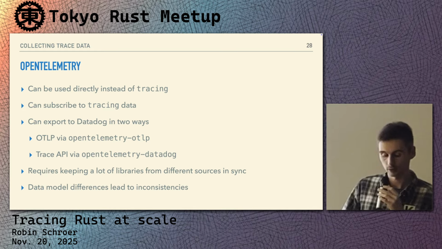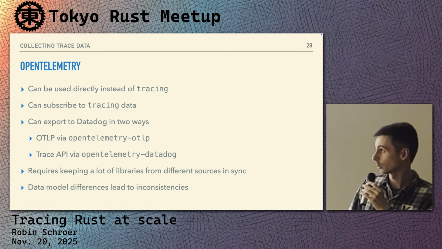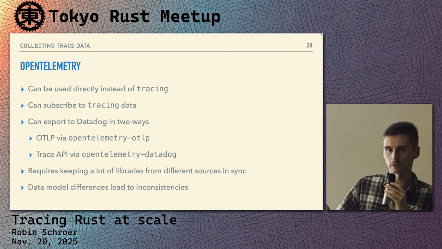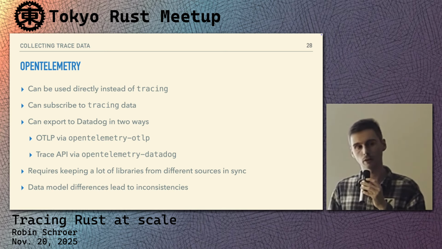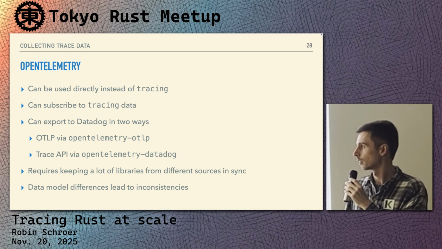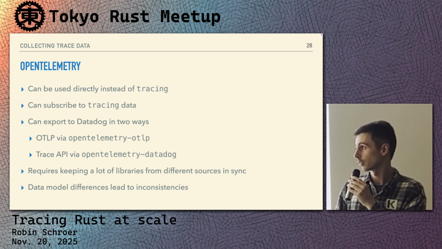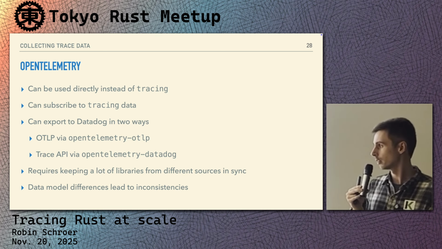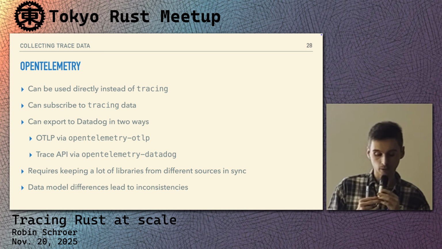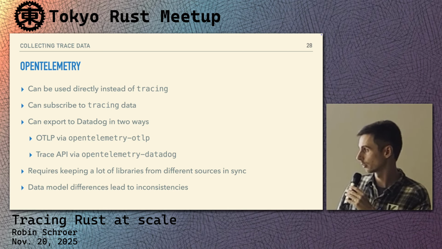Next, the OpenTelemetry suite of libraries. So you can use them directly instead of tracing, so they also have an equivalent of an instrument macro. But you can also subscribe to the tracing data through tracing-opentelemetry. And OpenTelemetry can actually export to Datadog in two ways. It can, of course, use OTLP, but there's also an opentelemetry-datadog crate, which you can use to use the trace API.